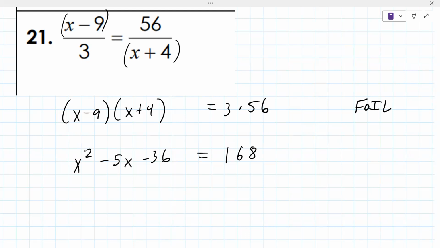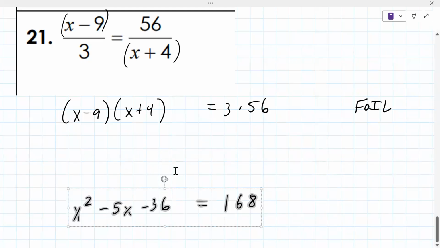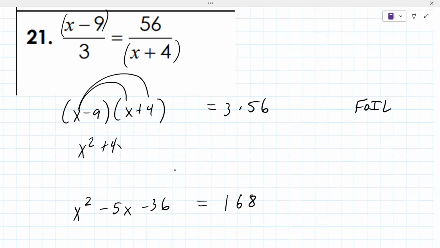Wait, so there's two X's? Yeah. So maybe we should talk quickly about the FOIL. It's sometimes called the rainbow method. X times X gives you the X squared. X times 4 is positive 4X. Minus 9 times X is minus 9X. Minus 9 times 4 is minus 36. Is it clear now where everything comes from? Okay, now I got it.